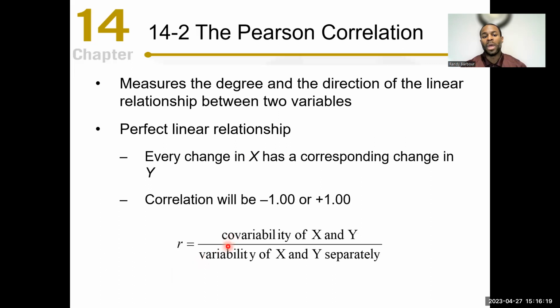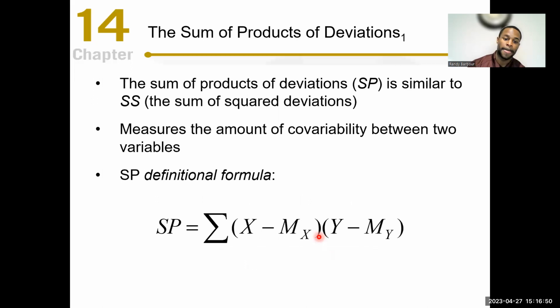But again, the way we design the Pearson correlation coefficient, in the numerator, we have how the X and the Y covary together. I mean, how do they trend together? So that's in the numerator. And in the denominator, the variability of X and Y separately. So we're looking at the variance of the Y and X variables separately, and then in the numerator, we're looking at them together. And I'll show you how we calculate those variables.